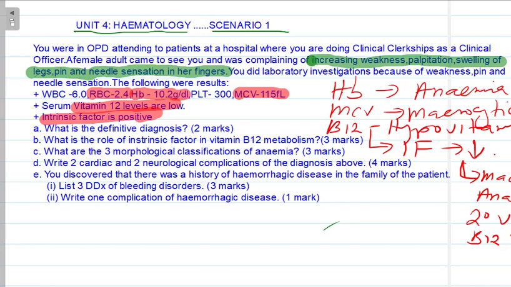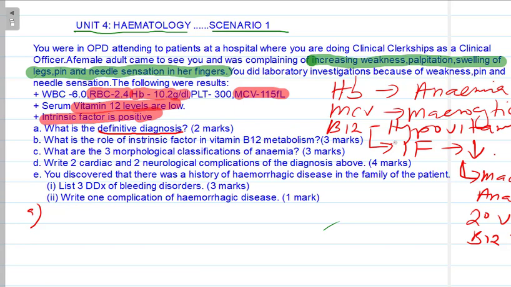Now, the question is saying the definitive diagnosis. So what is the definitive diagnosis? We know that macrocytic anemia can come as a result of vitamin B12 deficiency, it can come as a result of folate deficiency, liver disease, alcohol, hypothyroidism, or drugs like zidovudine, cotrimoxazole, phenytoin, methotrexate. These can all cause macrocytic anemia.